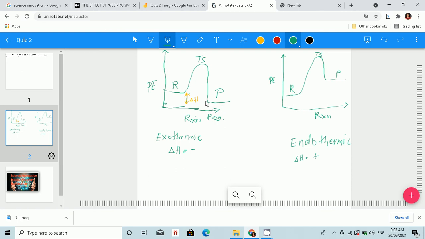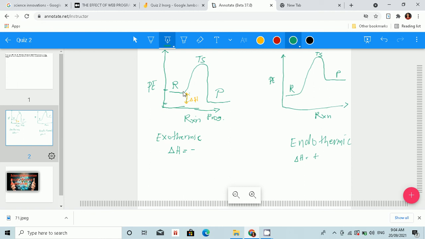Notice that the reactant has higher energy than the product. If you see this, it means that it is an exothermic reaction, meaning heat is released in the reaction to form a product, because the enthalpy delta H is negative.